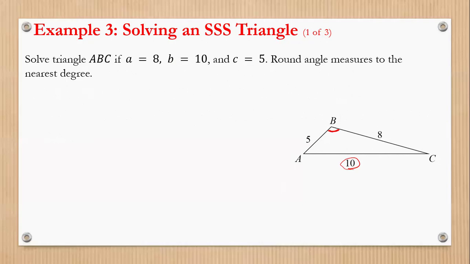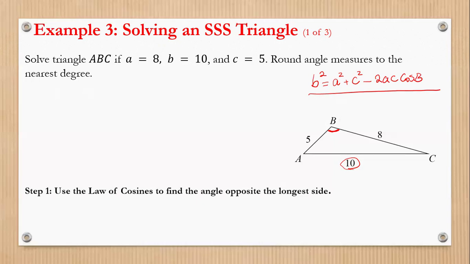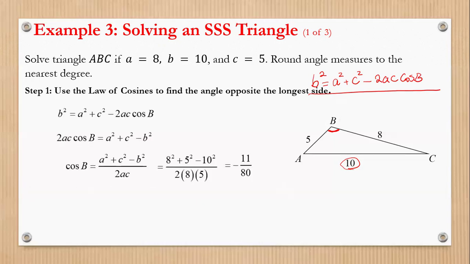So which of those formulas gives me angle B? The one that has B squared. B squared is equal to A squared plus C squared minus 2AC cosine of B. So we're going to use this formula, replace numbers for A, B, and C, and find the cosine of angle B. So the cosine of angle B is negative 11 over 80.